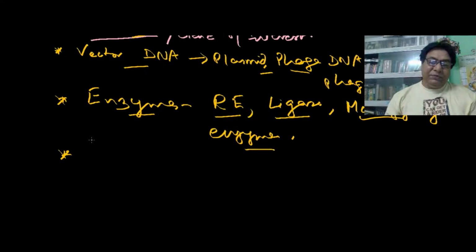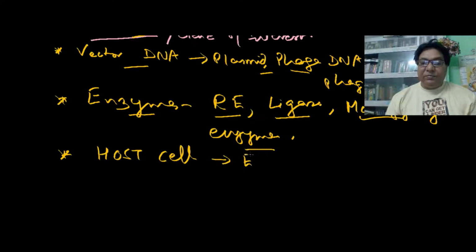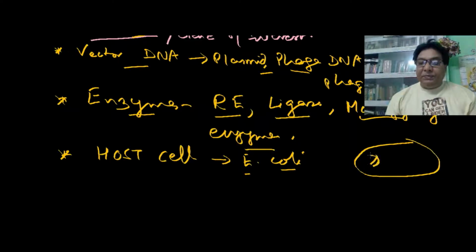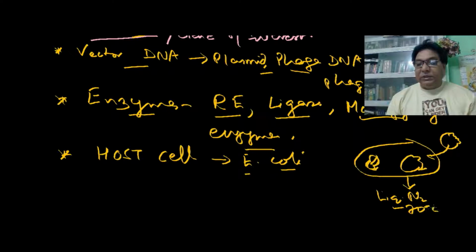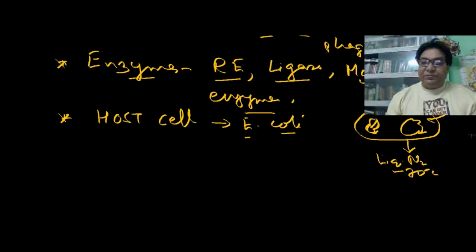The next thing that will be required is a host cell within which you have to transfer the DNA. Basically, it is E. coli at the initial stage, in which the particular recombinant DNA that is being made is transferred to this E. coli cell, just for the sake of storing, and then it is kept either in liquid nitrogen or in a minus 70 degree centigrade deep freezer for future use.